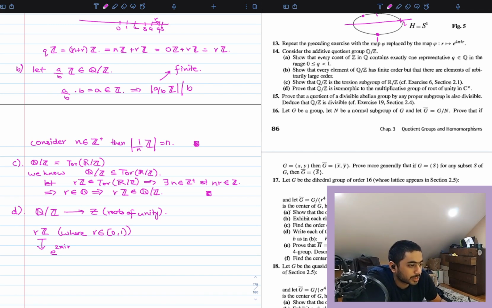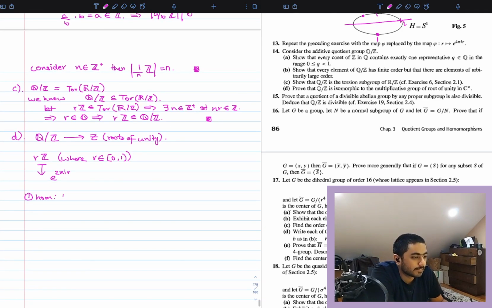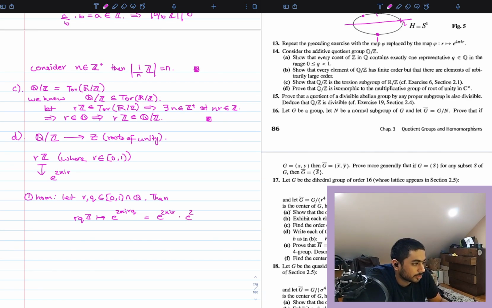Then this way, first we need to show that this is a homomorphism, right? So how do we do that? Let R and Q both be rational numbers in the range from 0 to 1. Then RQZ gets sent to e to the 2 pi i RQ, which equals e to the 2 pi i R times e to the 2 pi i Q. Wait.